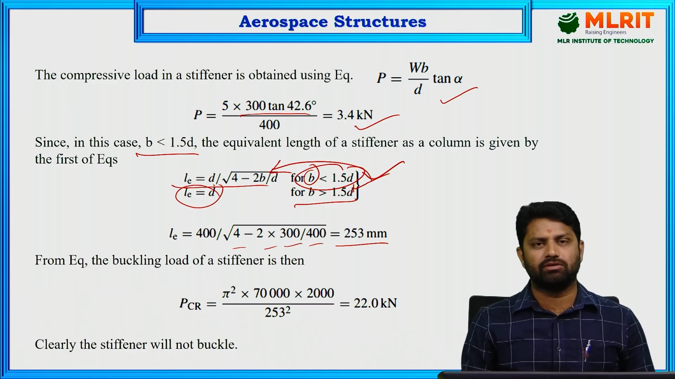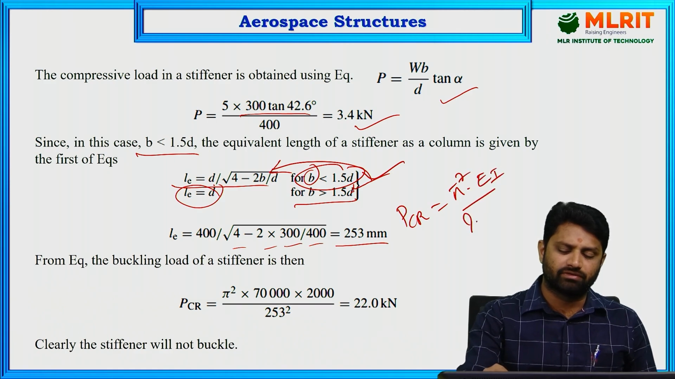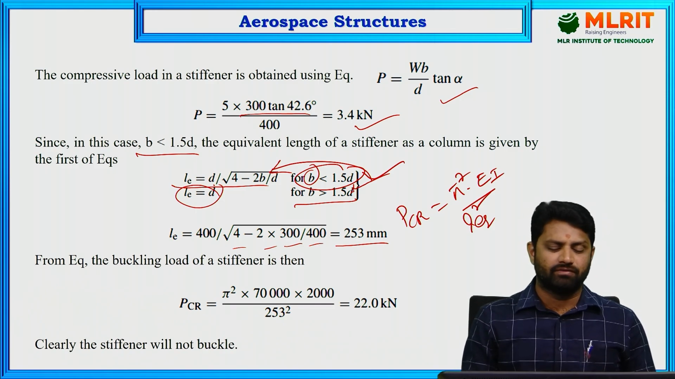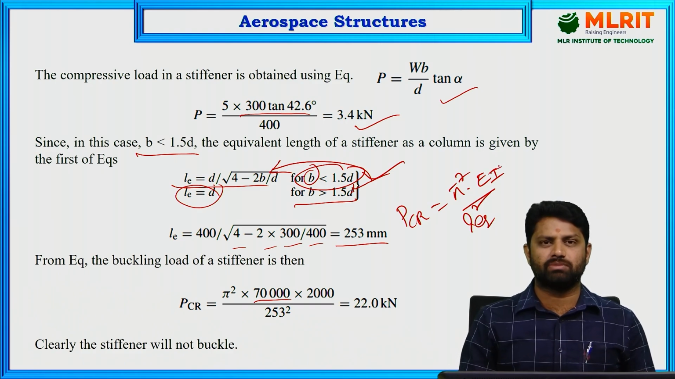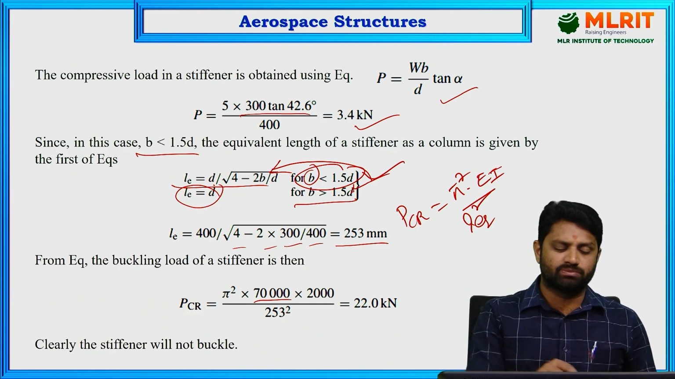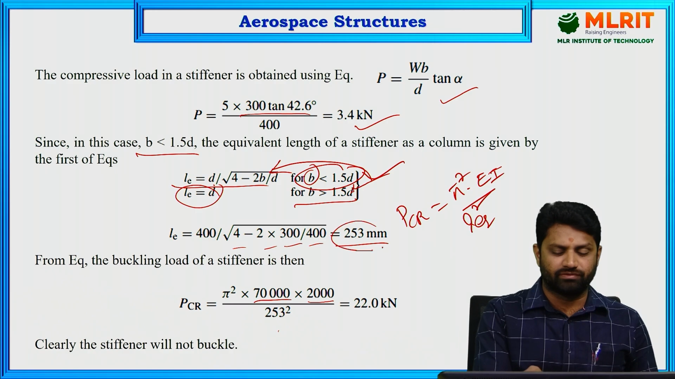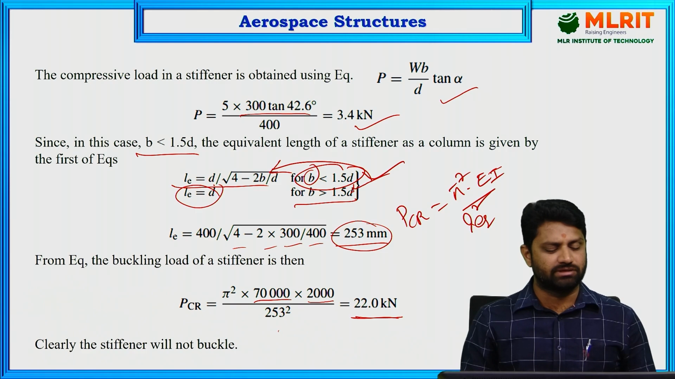Once you get the equivalent length, you can find the critical load using the formula, which is nothing but pi square EI by LE square. E is the Young's modulus given in the question as 70,000 Newton per mm square, and the moment of inertia is given as 2000 mm to the power 4. Substituting, pi square into 70,000 into 2000 divided by the equivalent length 253 square, we get the critical load of 22 kilonewton. This shows clearly that the stiffener will not buckle.